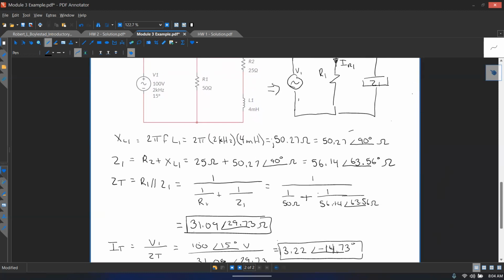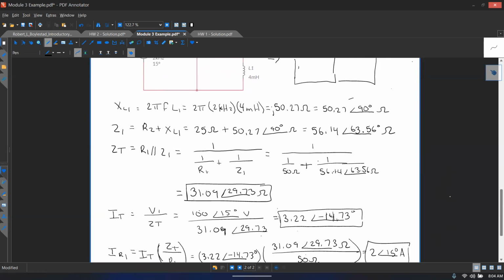And this makes sense, because when you come back up to your Z total, remember how I told you that if your total impedance has a positive angle, it's going to be a lagging power factor no matter what. Always. All right.